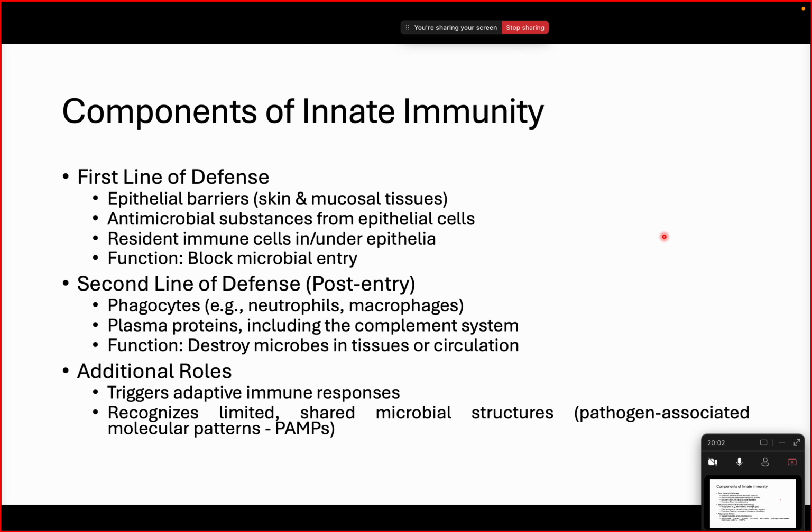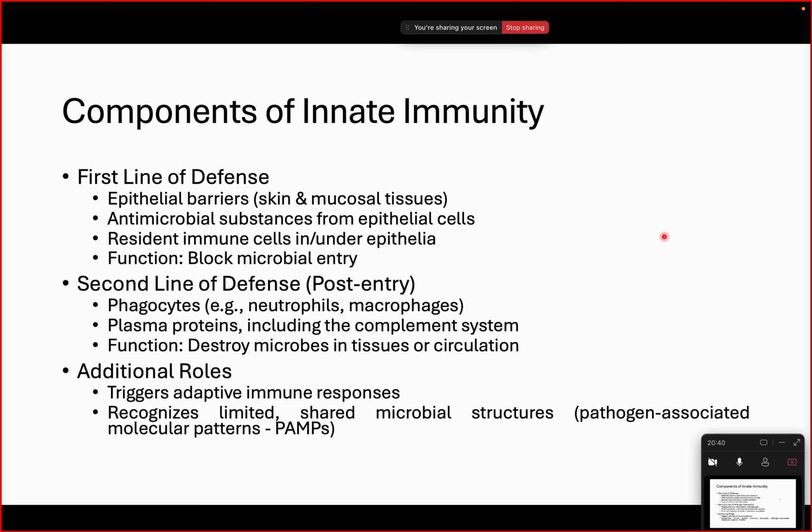Epithelial barrier, as we have seen in the previous diagram. So the epithelial barrier, that is the skin and mucosal tissues, then antimicrobial substances from the epithelial cells. So you know now that we secrete some oils and some other substances on our skin which act as antimicrobial substances. Resident immune cells, just under the epithelia, which we just saw, the mast cells, the lymphocytes, and all those things.